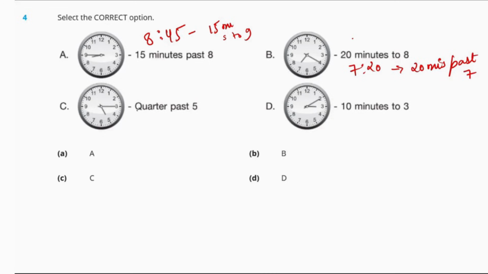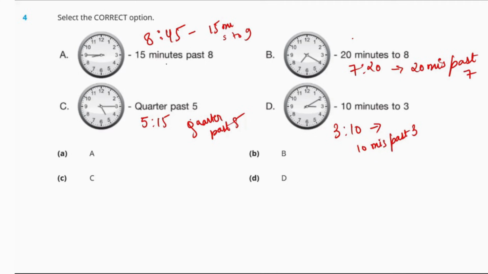Now, next is this, okay, 5:15. Okay, 5:15, and this is definitely quarter past 5, right? So this will be quarter past 5. And the last one shows 3:10. Okay, so how will you read it as? We will read it as 10 minutes past 3, right?